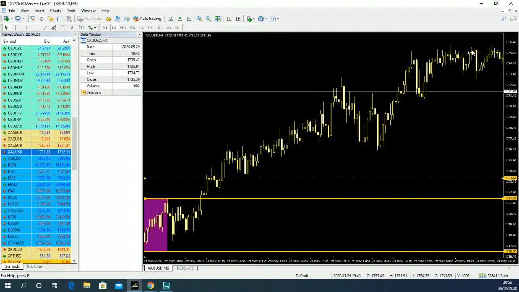Could you give me the setup for gold? For gold, it's the same setup.